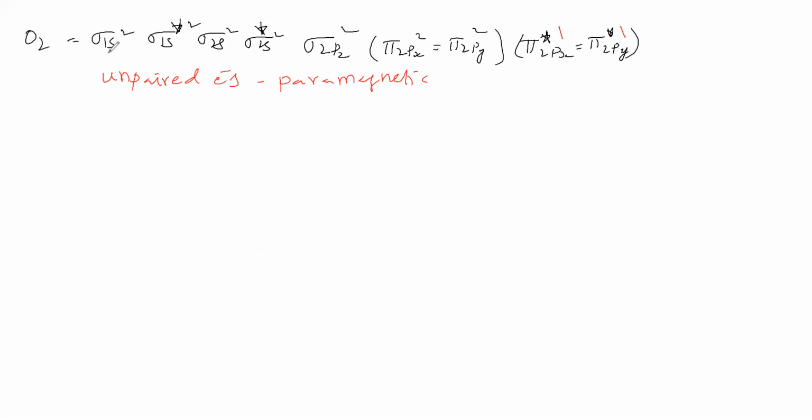Okay, in O2 unpaired electrons are present, therefore it is paramagnetic. The paramagnetic nature of O2 is explained by molecular orbital theory. Now, what about this paramagnetic nature by valence bond theory? Does valence bond theory explain the paramagnetic nature of oxygen or not? That point we'll see now.